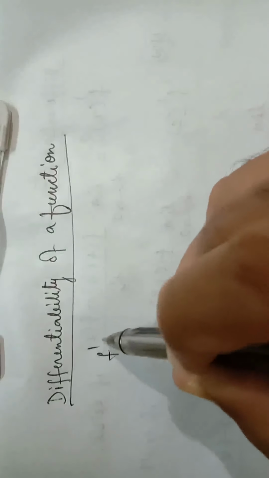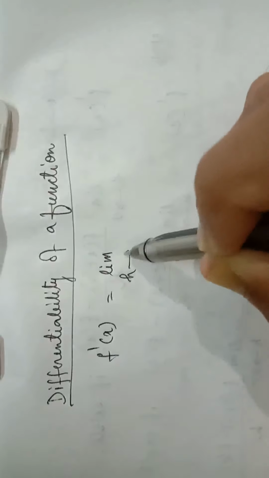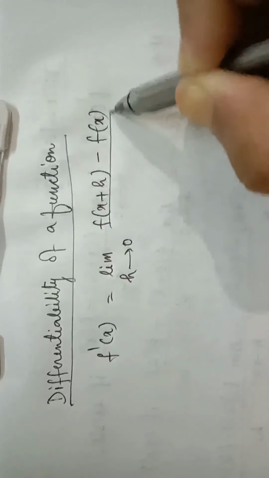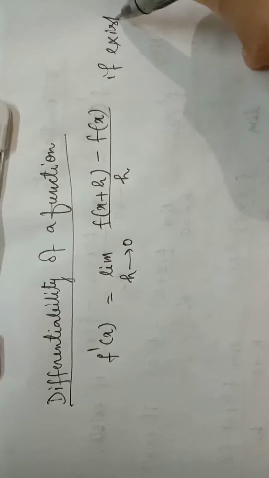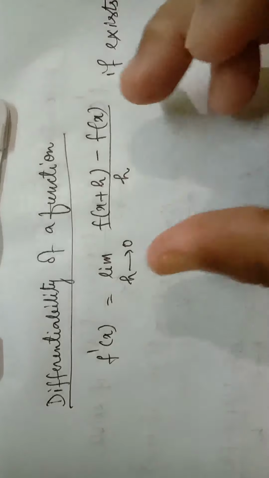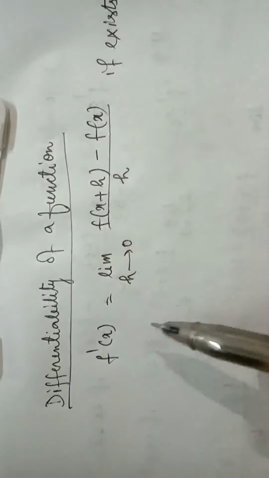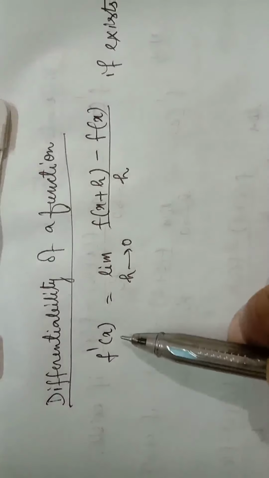In class 11 we got the derivative of a function: f dash x equals limit h tends to 0 of f of x plus h minus f of x divided by h, if it exists finitely. Now if this limit exists, we will say that it is equal to the derivative of f x. Now this is the derivative at an arbitrary point x.